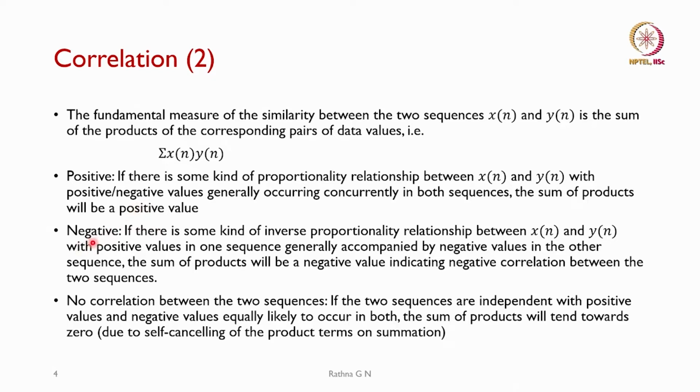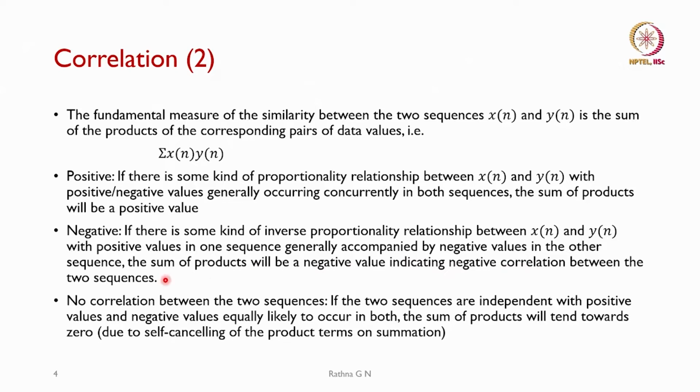We call it negative if there is some kind of inverse proportionality relationship between x of n and y of n, with positive values in one sequence generally accompanied by negative values in the other sequence. Then the sum of products will be a negative value, indicating a negative correlation between the two sequences.